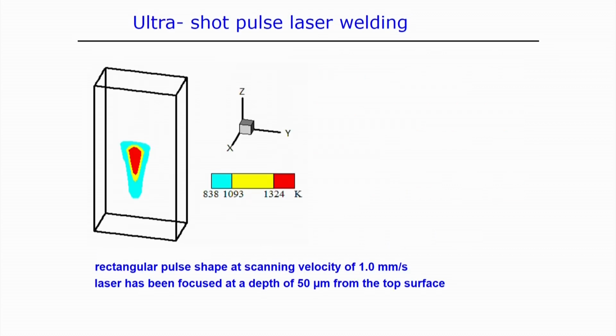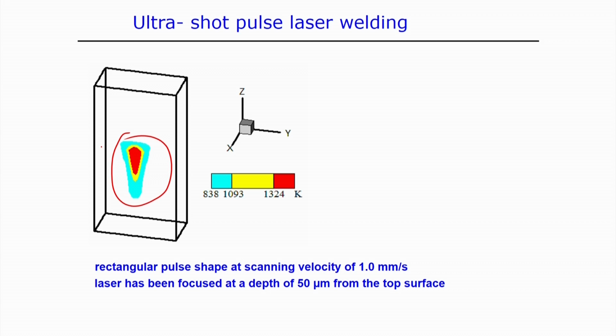Here is the typical simulation of the rectangular pulse shape at the scanning velocity of 1 millimeter per second. Because this is laser transmission welding, the laser beam is focused 50 micrometer from the top surface, and then we can create this kind of weld profile.